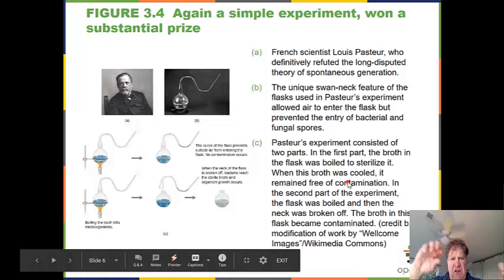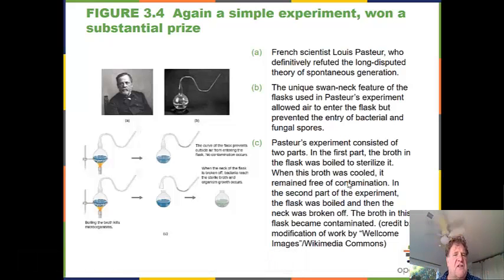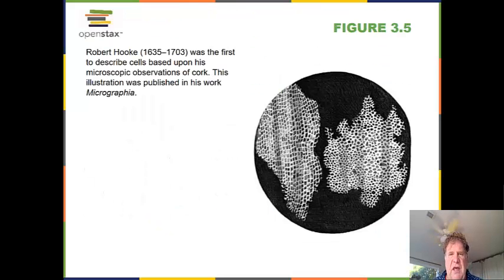He had this long swan neck flask, and he showed that you can boil media inside one of these flasks, and because the neck of the flask is bent a little bit, nothing grows in there. If you look at a straight pipe, then things can get in there. Here we're looking at refraction. The same thing happens when you put a pencil in some water.